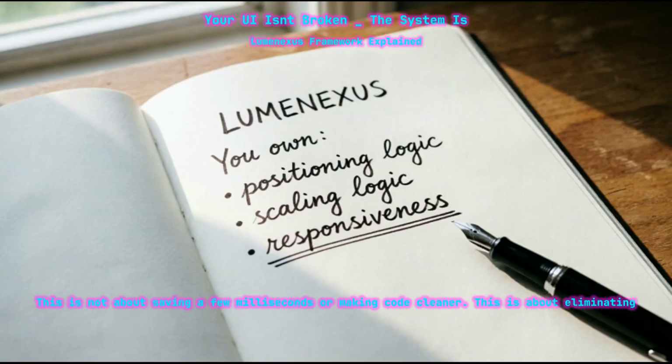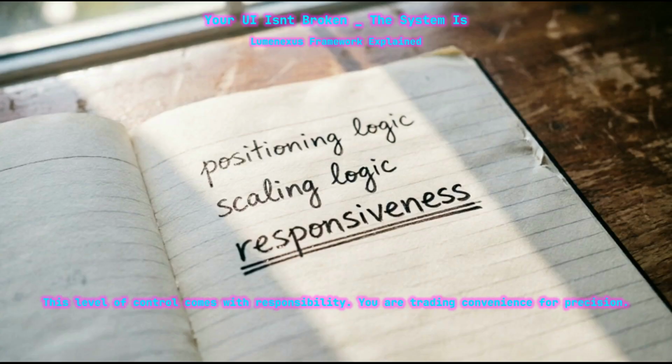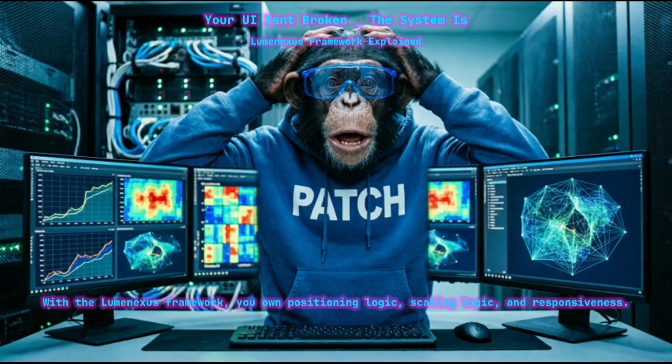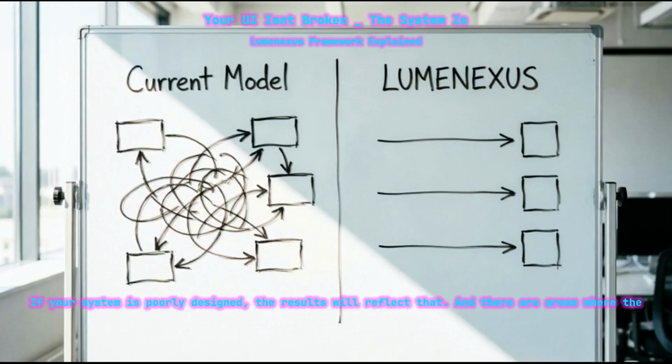This is not about saving a few milliseconds or making code cleaner. This is about eliminating instability that has been accepted as normal in modern web development. Now let's be clear. This level of control comes with responsibility. You are trading convenience for precision. With the Lumenexus framework, you own positioning logic, scaling logic, and responsiveness. If your system is poorly designed, the results will reflect that.